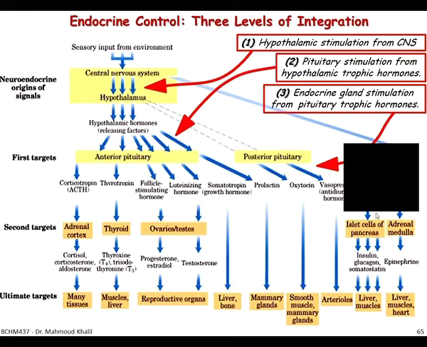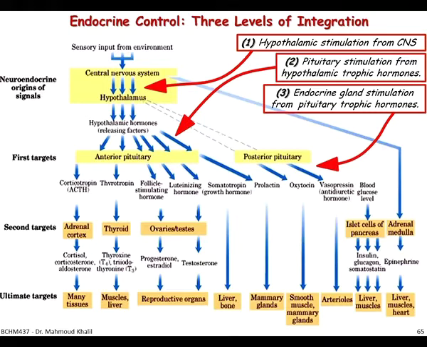You can see here as well that blood glucose level can be affected by the secretion of different types of hormone. So here you can see the overlap between the actions of the hormones.